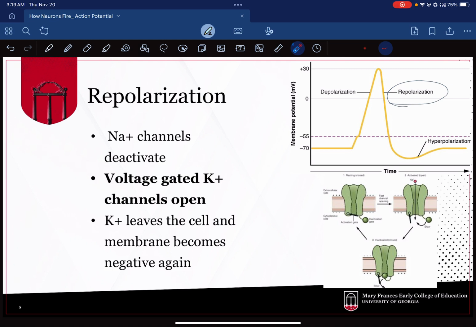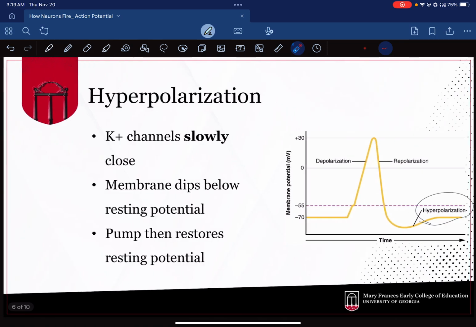Once they're open, the potassium then leaves the cell and becomes negative again. This makes sense because sodium and potassium are both positively charged ions, and if they are moving past each other and equaling each other out, we can see why our depolarization of excitability goes up and our repolarization repolarizes the cell membrane and comes back down.